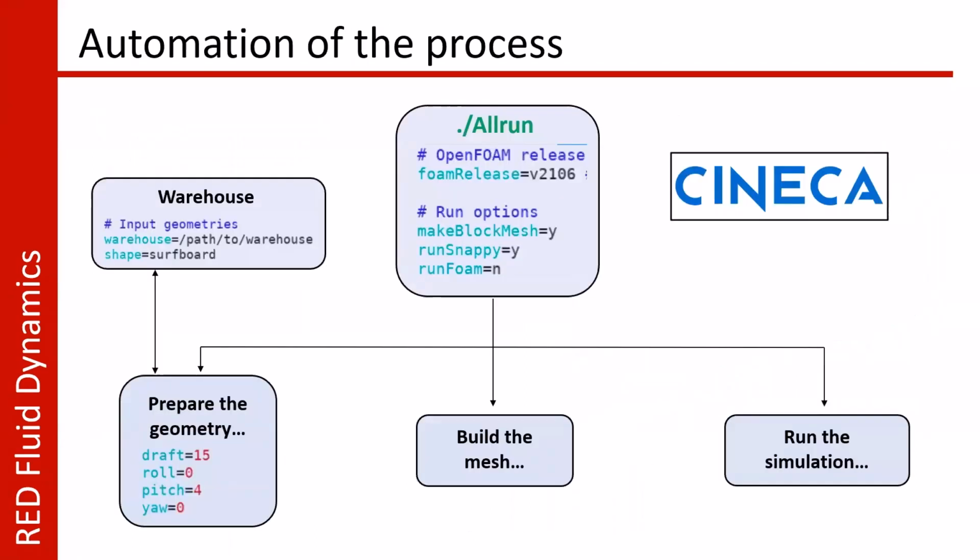The models, particularly the static one, are fully automated on the Italian HPC platform, Cineca, with a very simple script where in the first part there are all the inputs. Then, starting from the inputs selected by the user, the geometry is selected from a warehouse folder where we store all the geometries, is set in the domain, the mesh is built with the OpenFOAM utilities blockMesh and snappyHexMesh, and then the simulation is performed.